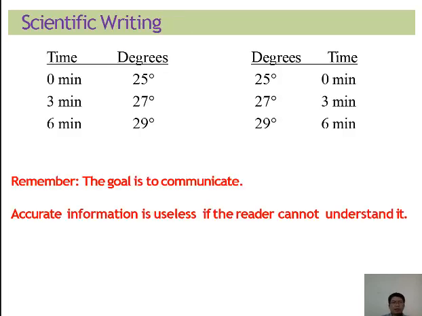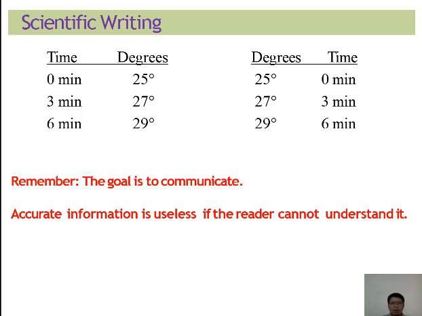Let's take a look at these two examples. Time 0 minutes, 3 minutes, 6 minutes. Degrees 25, 27, 29. And the other one, degrees 25, 27, 29 degrees. Time 0 minutes, 3 minutes, 6 minutes. So, did you understand anything from these two tables? Of course, no. What is missing?